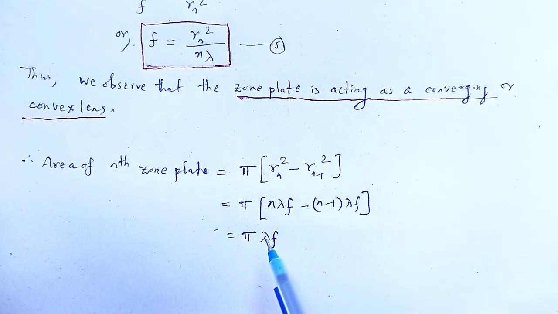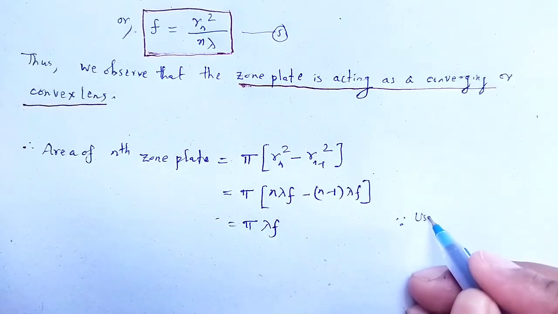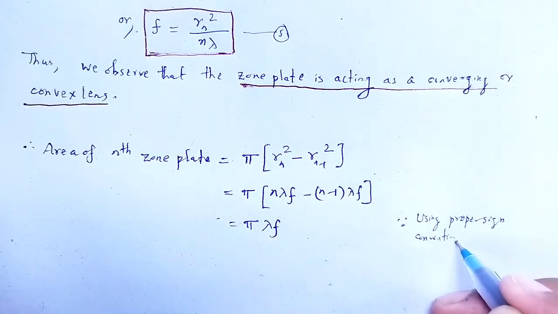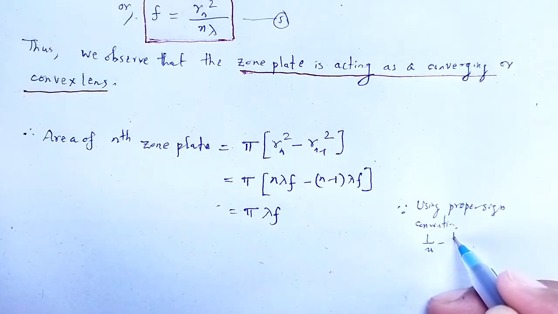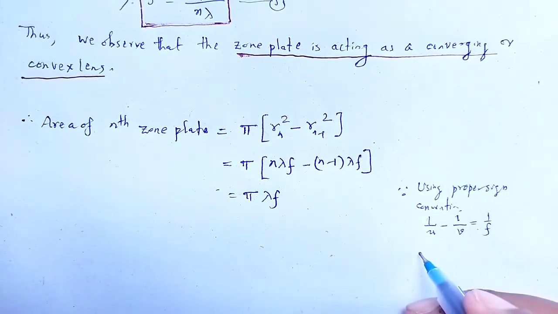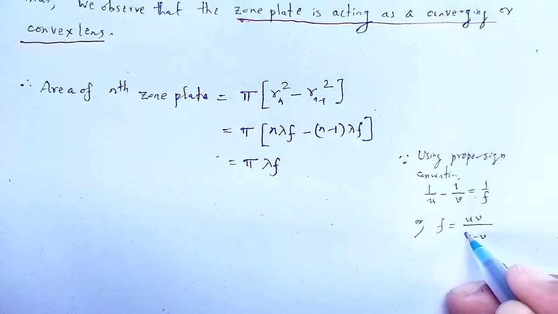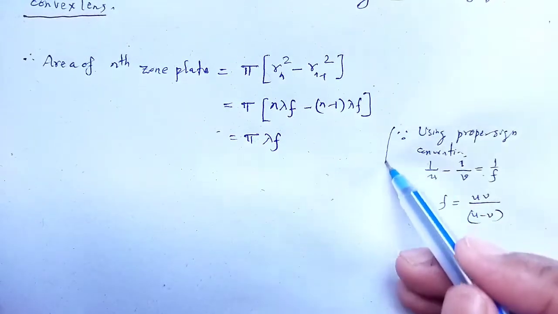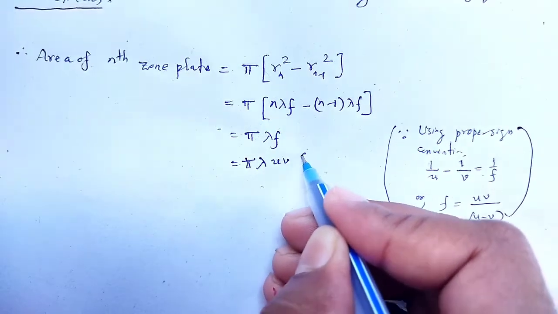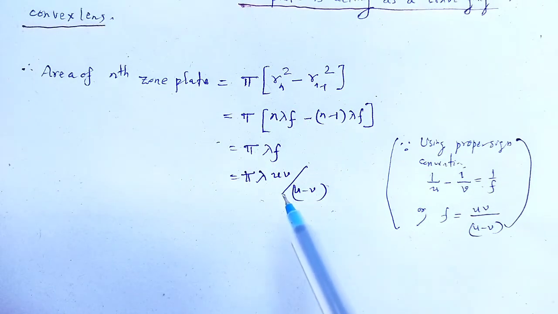Let us put the value of f here. As we know, using proper sign convention, 1 by u minus 1 by v is equal to 1 by f. We have focal length equal to u v divided by u minus v. Putting that value of focal length here, we have pi lambda u v divided by u minus v. So, for the area of nth zone plate, we see there will be no such term of n.